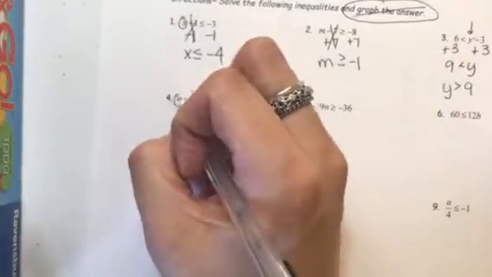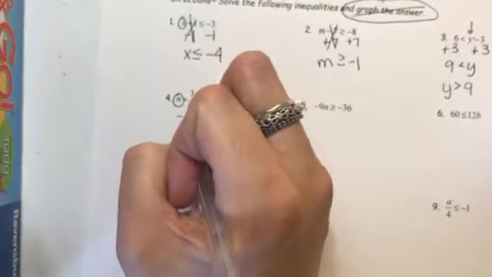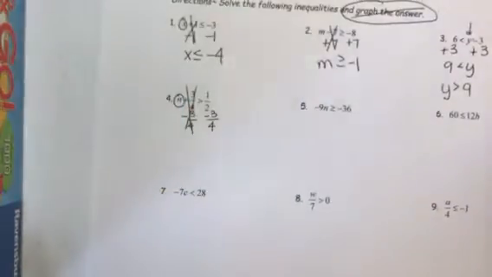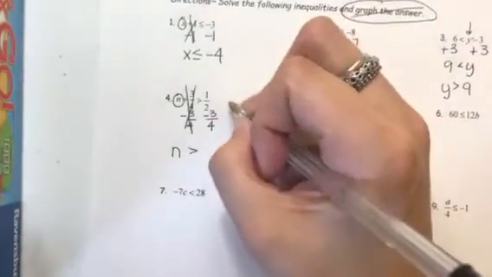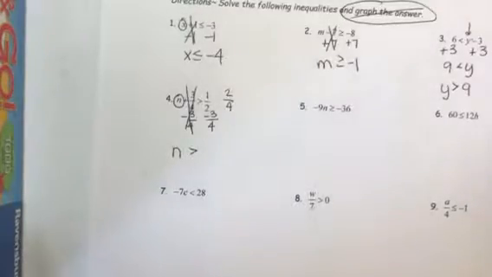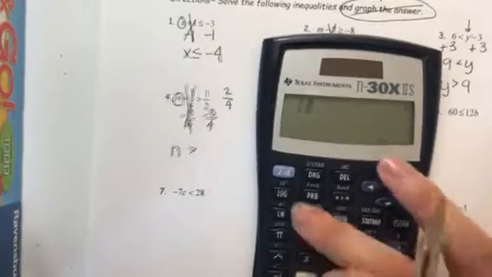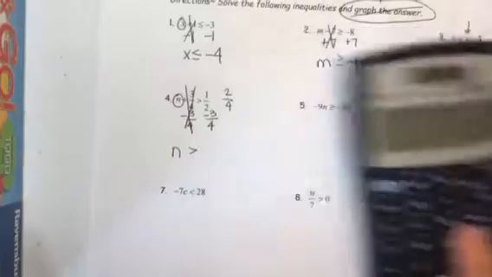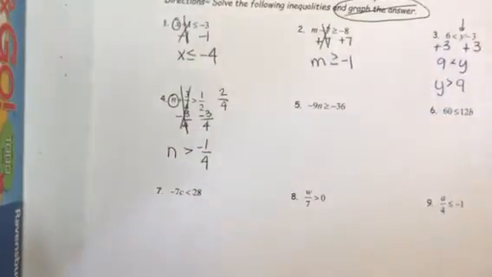Number four, if we want to get n by itself, we are going to undo addition with subtraction. Subtraction is never a reason to flip the sign, so we know it's going to stay as greater than. Right? If you're doing it by hand, you would need to find a common denominator. If you're using your calculator, you could type into your calculator 1 ABC half minus 3 ABC 4. Either way, we'll get an answer of -1/4. So n is greater than -1/4.